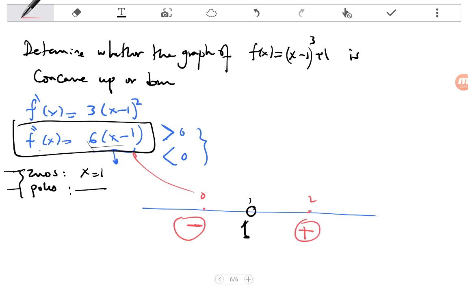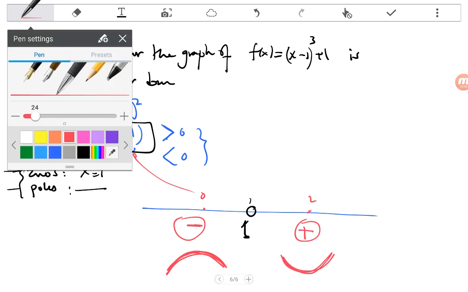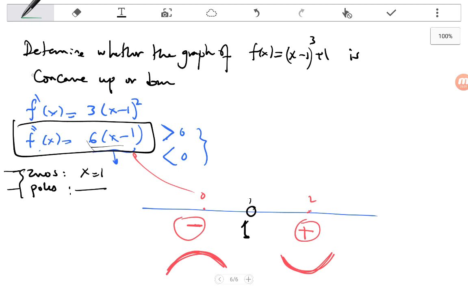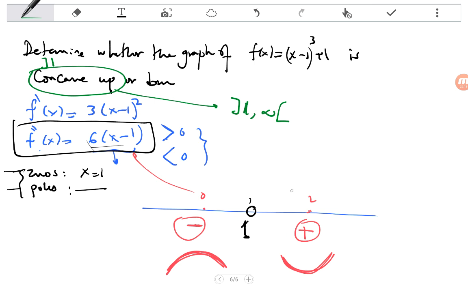So what does that mean? It means that the function is looking down in this part, then looking up in this part. We say that it is concave up in which interval? From 1 to infinity. Concave up from 1 to infinity, and concave down from negative infinity to 1, open.